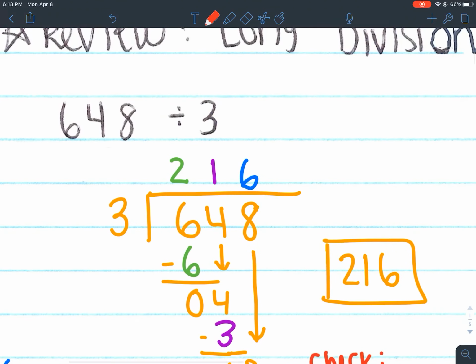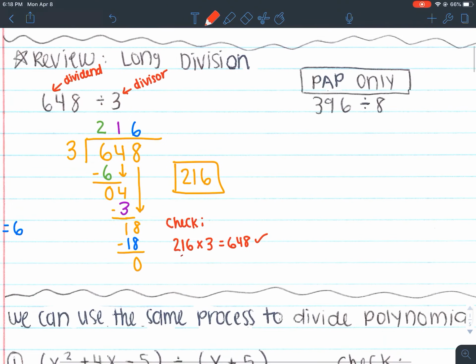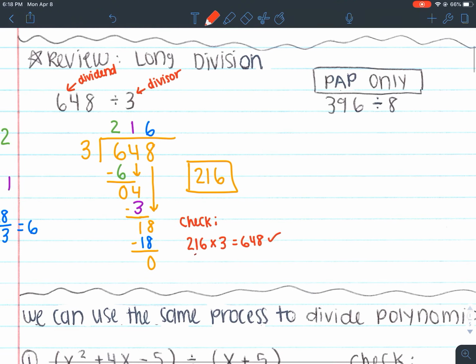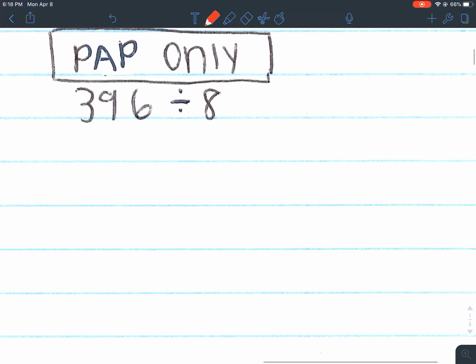I also forgot to mention that, I don't know if we remember these, but this first number is called our dividend. That's the number that usually goes in the house, in our division house, and 3 is the divisor. Okay, so the divisor is normally on the outside. Okay? If you're on-level, you can go ahead and skip this problem. If you're in pre-AP, go ahead and keep watching.